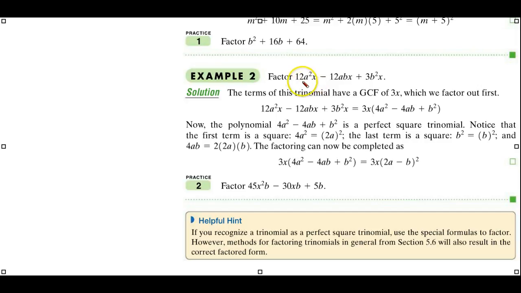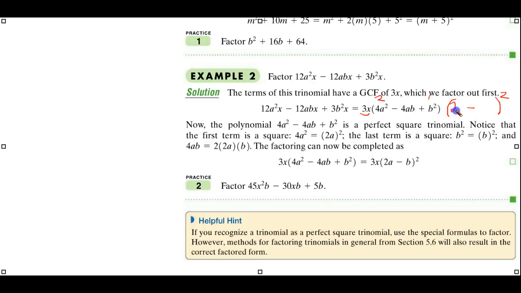Now in example 2, as we look at it, is there a common factor? And the answer is yes. You could factor out a 3x. So once you do that, does this look like a perfect square trinomial? And it does. First term's a square, the last term's a square. They're both positive. Square root of 4 is 2. Square root of 1 is 1. 2 times 1 is 2, double it, and that. And your middle sign will be negative.